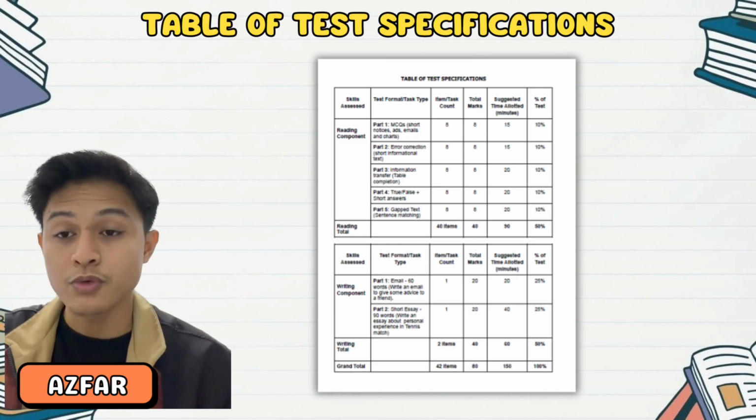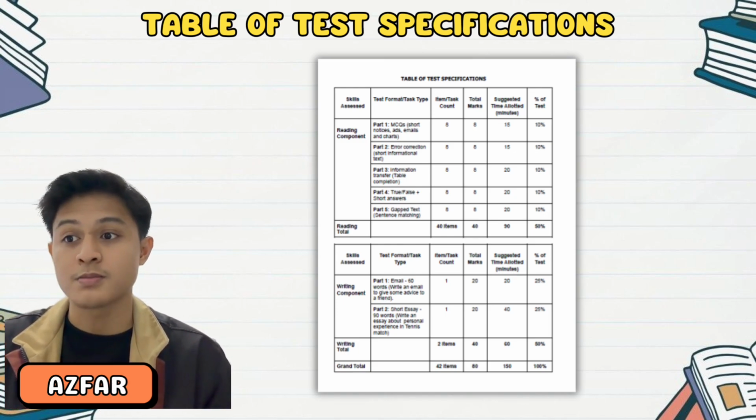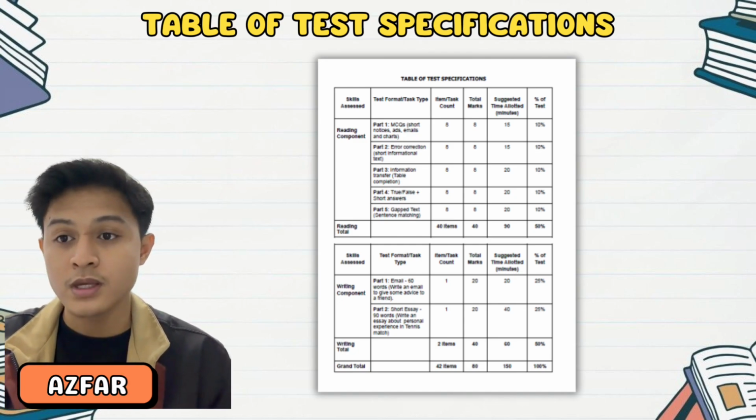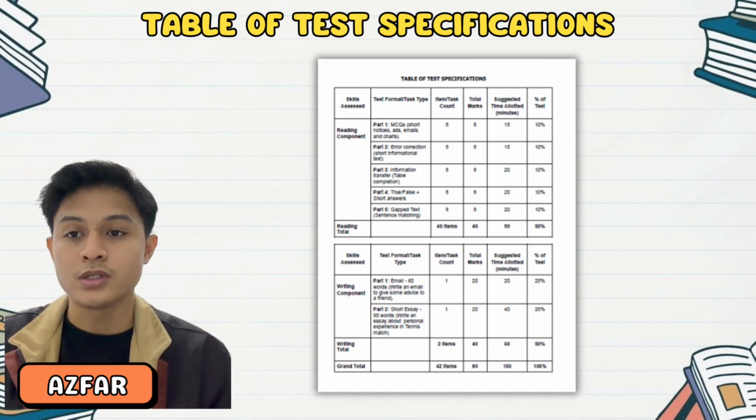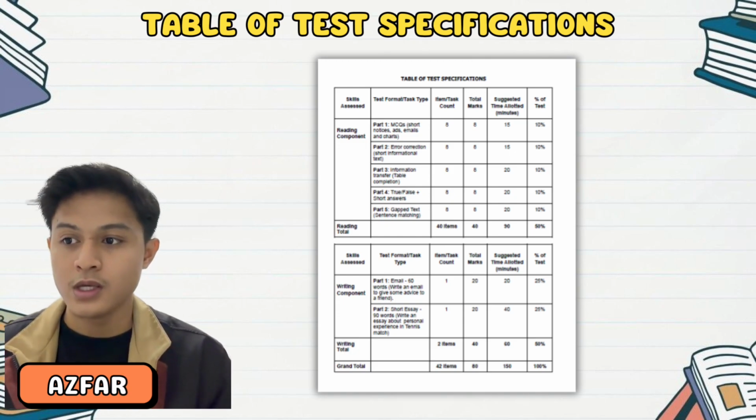By using this table, we ensure that every question we created has a specific purpose and the difficulty levels are well distributed and according to the proficiency of the students themselves. So now let's look at our specific TOTS for this Uasa paper.